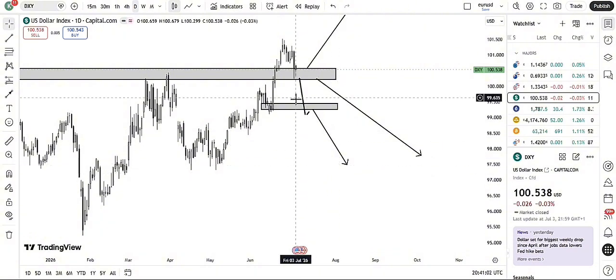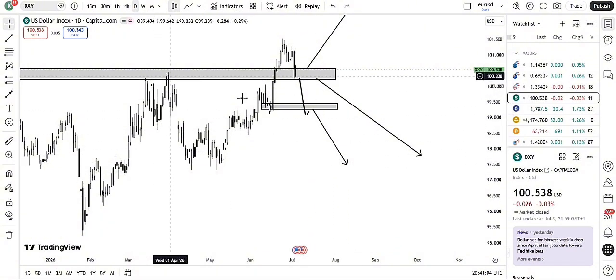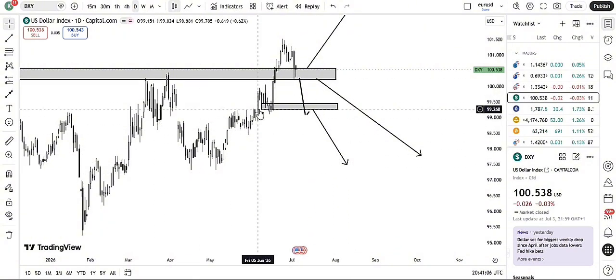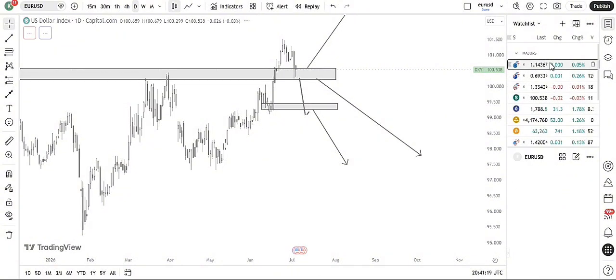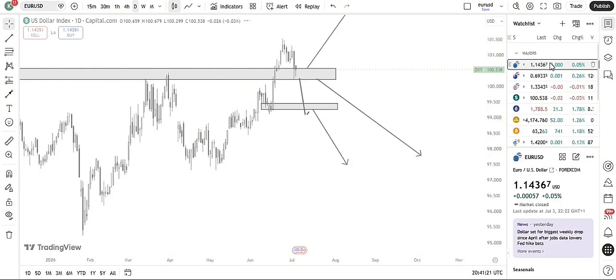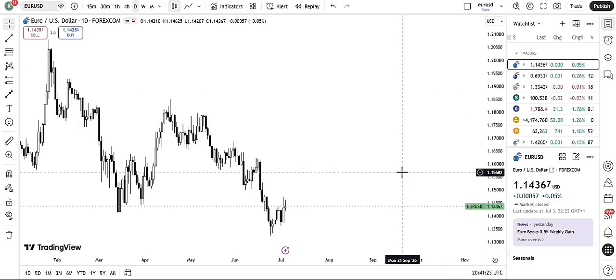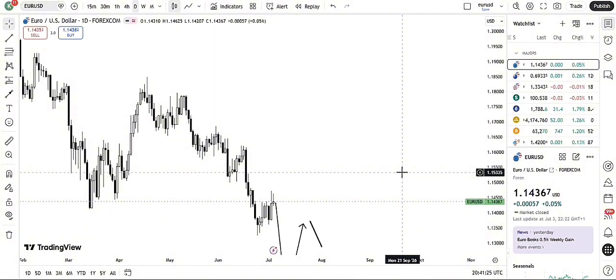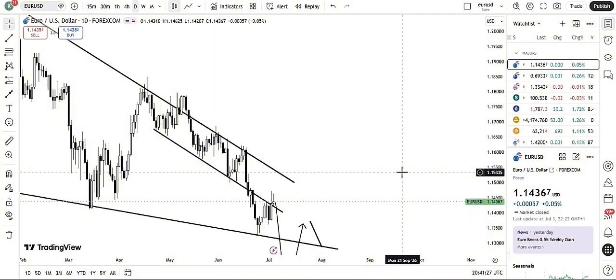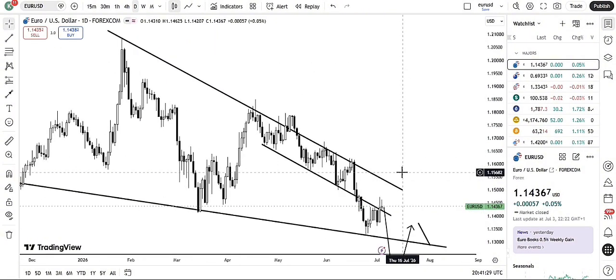All right. Now, since we have done that with the dollar index, let's see how that perspective translates into Euro USD. Now, moving into Euro USD, this is Euro USD. We did a weekly analysis last week. I'm going to put it in the description so you can check that one out also.